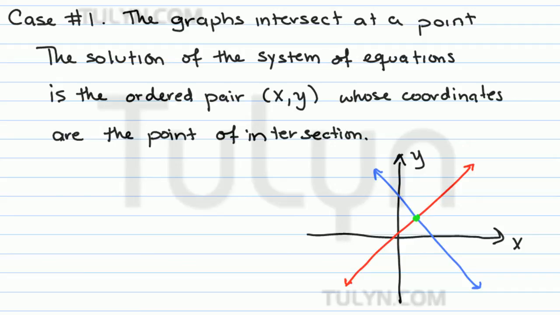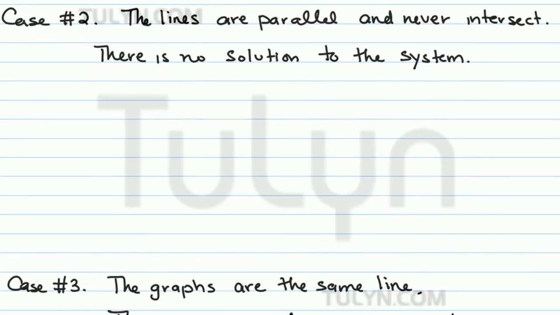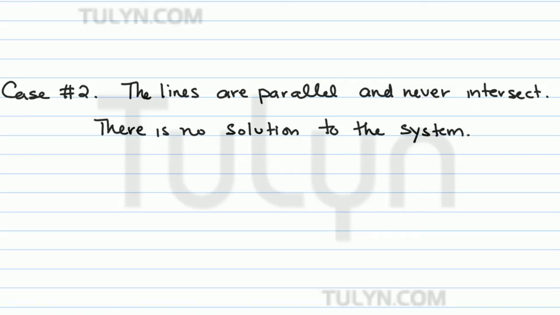In which case, the solution of this particular system and systems like these is the ordered pair x comma y, whose coordinates are the point of intersection. So the solution here would be this particular green point x comma y. And for this case, the system of equations is called independent. So whenever you have the lines intersecting at a certain point, it's called an independent system of equations. Now case 2 is where the lines are parallel and they never intersect.